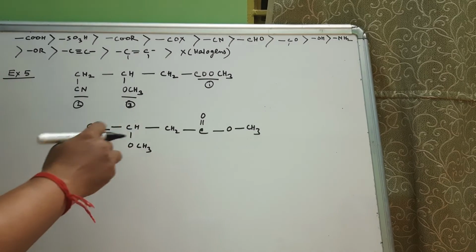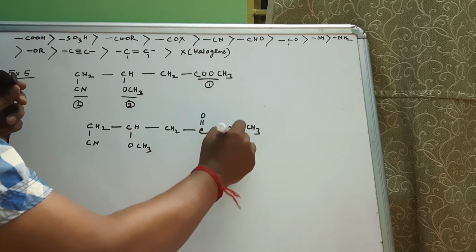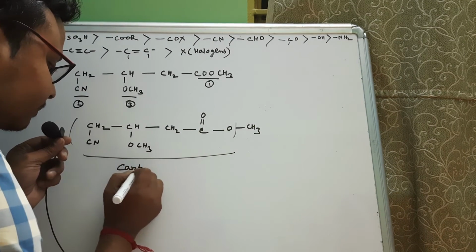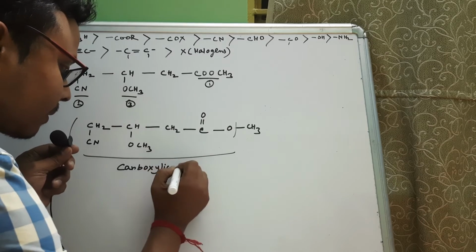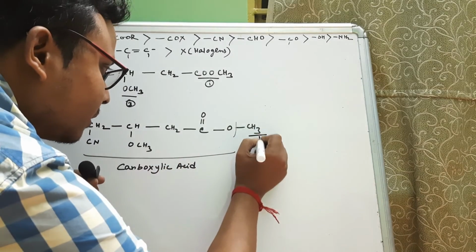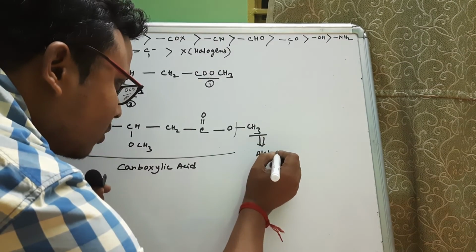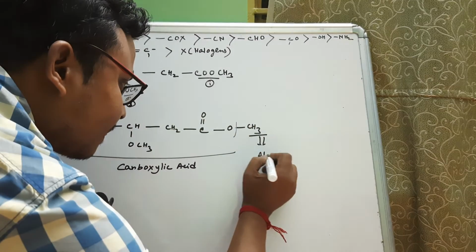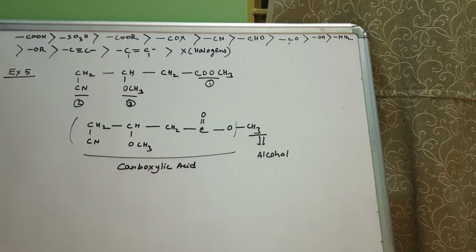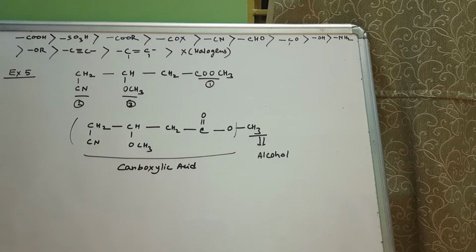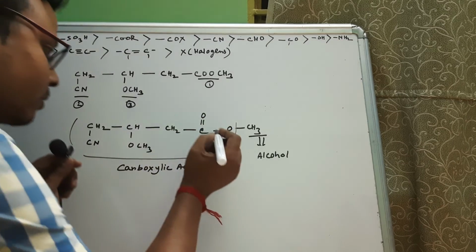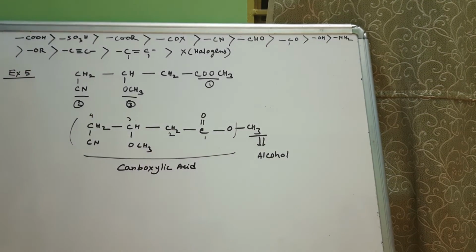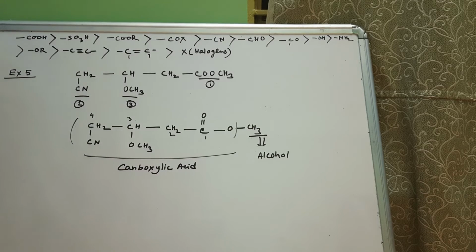So as it is an ester, this portion comes from the carboxylic acid, and this portion comes from alcohol. Acid plus alcohol is an ester. So the acid part will be numbered. So this is 1 2 3 4. Okay, so numbering is done in the acid part, the carboxylic acid part.